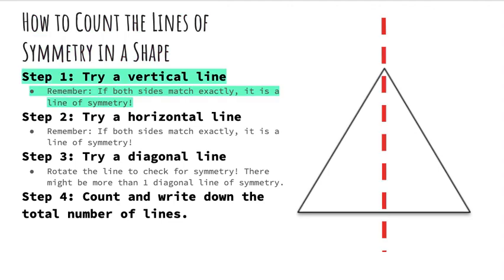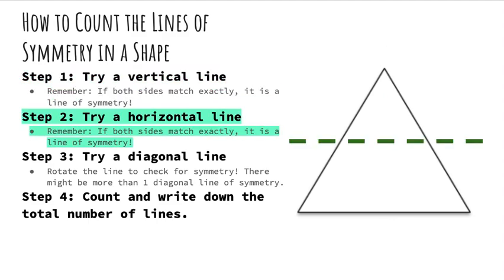So first off, I tried a vertical line going straight up and down, and both sides match exactly, so the vertical line worked. Now let's try a horizontal line. If I folded over that side, do you think that those sides would match? I don't think so. Both sides are not equal. They're not the same size and same shape, and they would not match exactly if I folded them. So the horizontal line did not work, but the vertical line did, right?